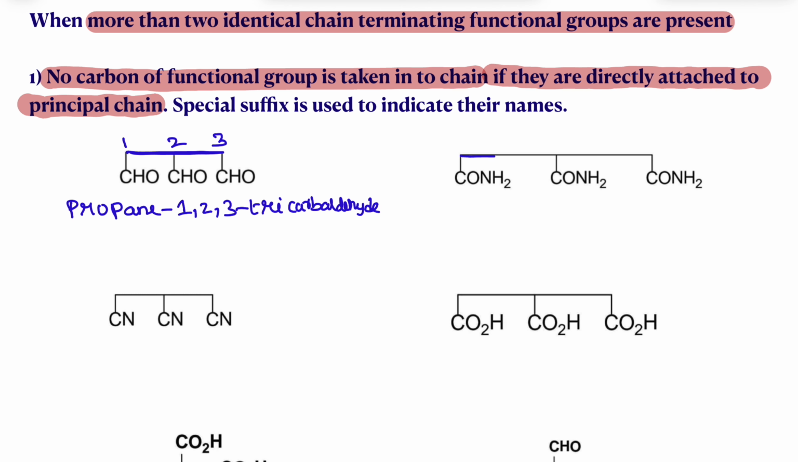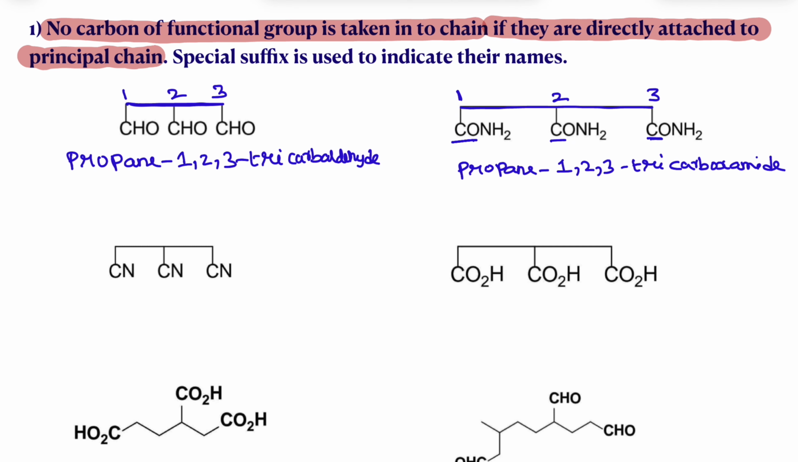Again, you can see this is the principal carbon chain. Three chain terminating functional groups are directly attached to the principal carbon chain. So we are not taking these carbons into the longest chain. We need to use the special suffix. So here this is again propane 1 comma 2 comma 3 tricarboxamide. Same situation here also.